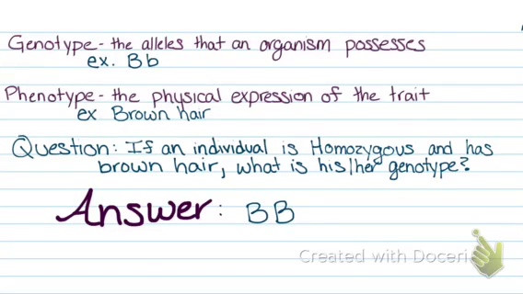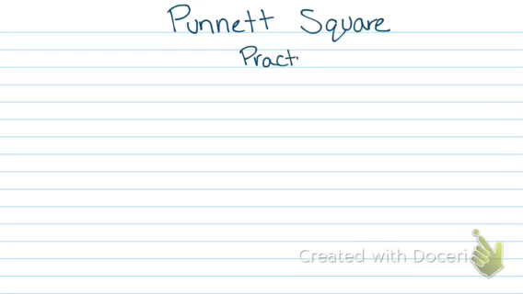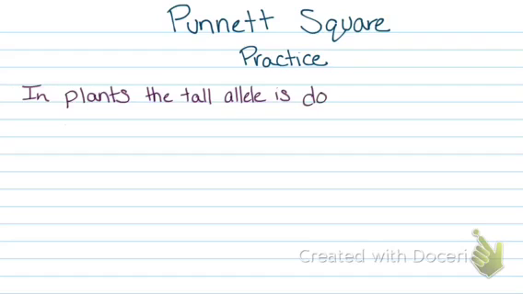Now let's do some punnett squares. Punnett squares are used to show the process of fertilization. To start with today, we're going to use a hypothetical example in plants. In this example, we're going to say the trait of height in plants has two alleles. One is tall, the other's a short allele. In this example, the tall allele is dominant to the short allele.